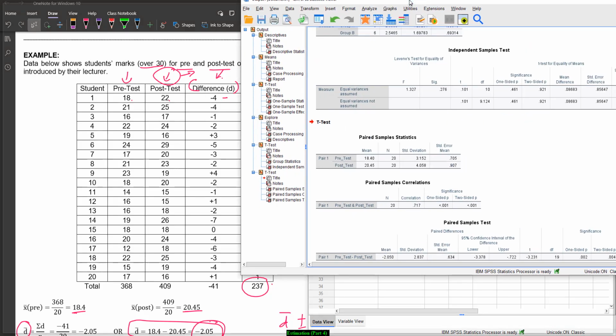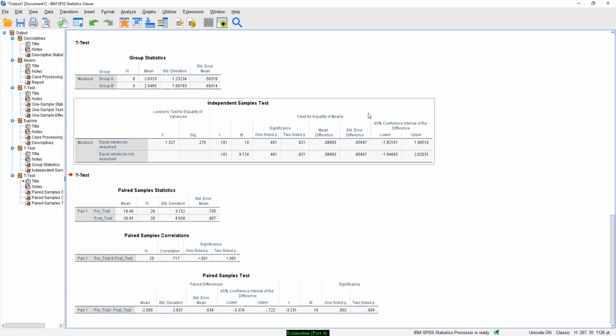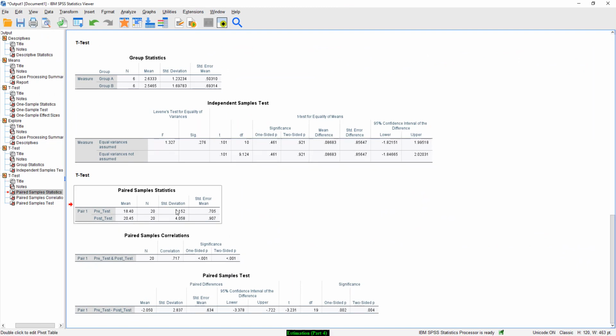So SPSS will give us the value of the result, right? So this is the mean and standard deviation, right? This is additional information which is correlation, which nanti kita akan tengok dalam chapter number 5 later on. And this is the result of paired sample t-test, right?